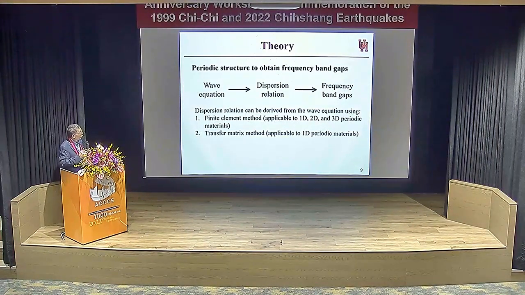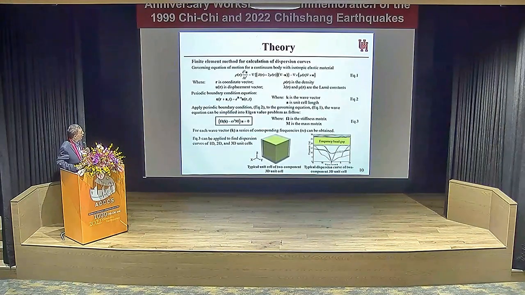Now I want to show you the theory. From the wave equation, we will be able to find a dispersion relationship. From the dispersion relationship, we can find the frequency band gap. The most important is the frequency band gap. There are several methods, even more, to solve this wave equation. Here I just list two, but basically researchers working in this area around the world very likely use the finite element method.